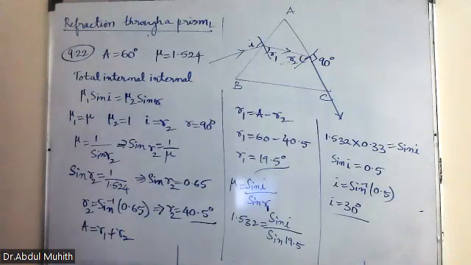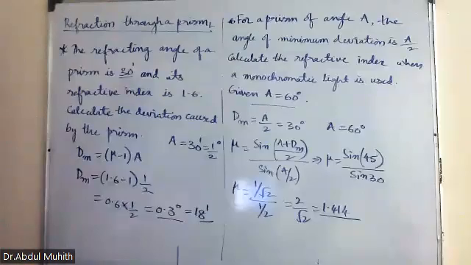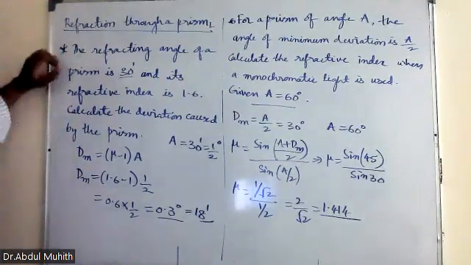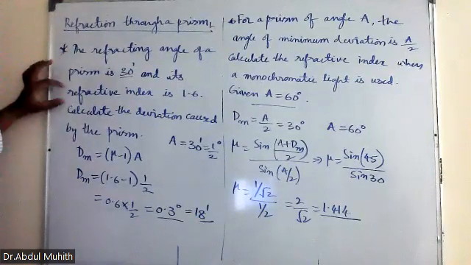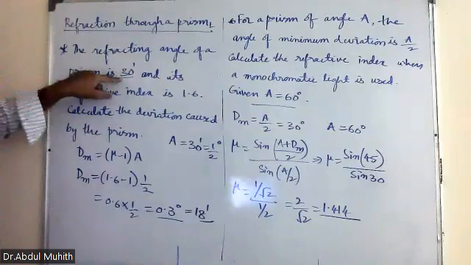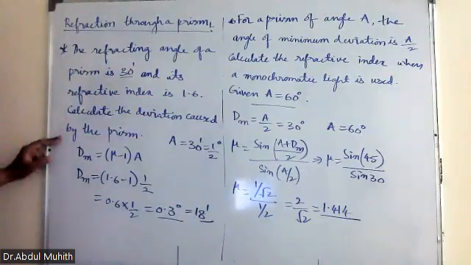Yes, sir. Okay, please copy this one. We'll do one more numerical. See here, once again, the angle of prism is 30 minutes, and its refractive index is 1.6. Calculate the deviation caused by the prism.